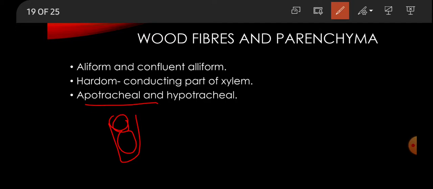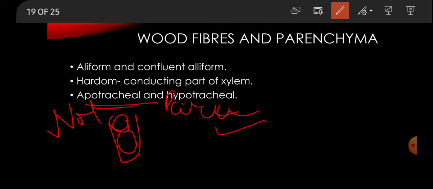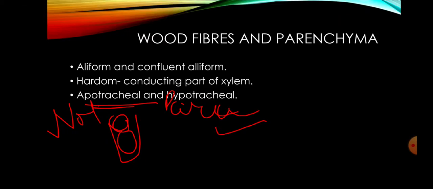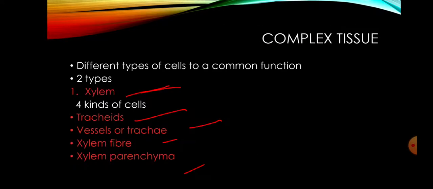While in paratracheal, the parenchyma cells are associated with the vessels. In the apotracheal type, the parenchyma is not associated with vessels, and in paratracheal the parenchyma is associated. So it is not hypotracheal, it is paratracheal. Next, we study this.